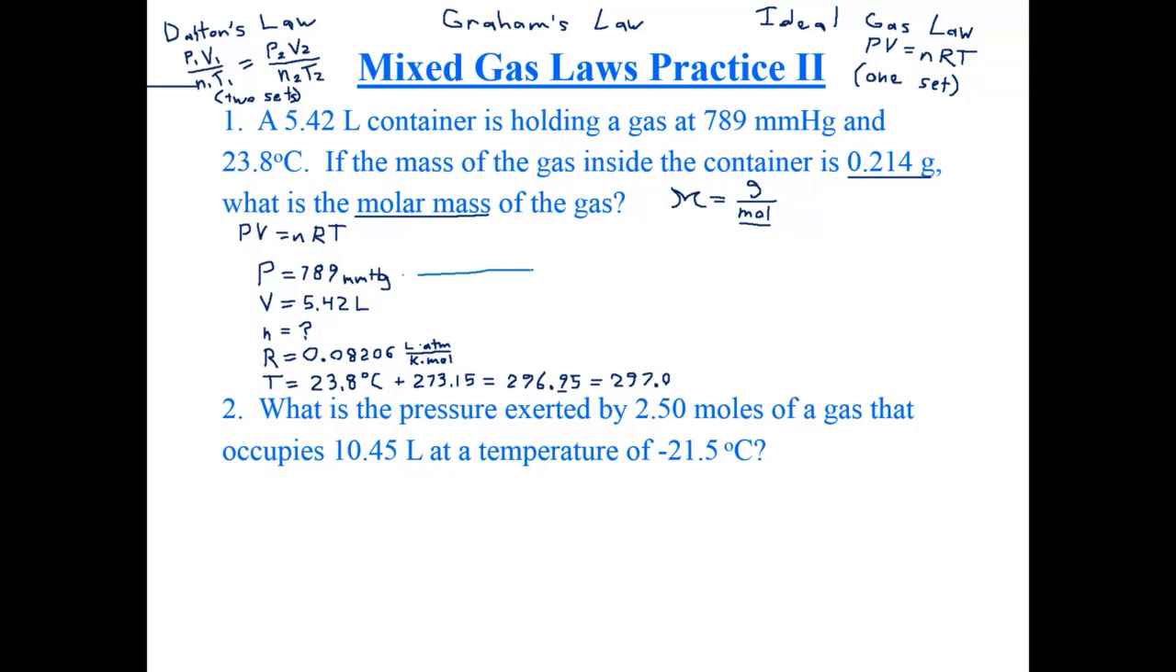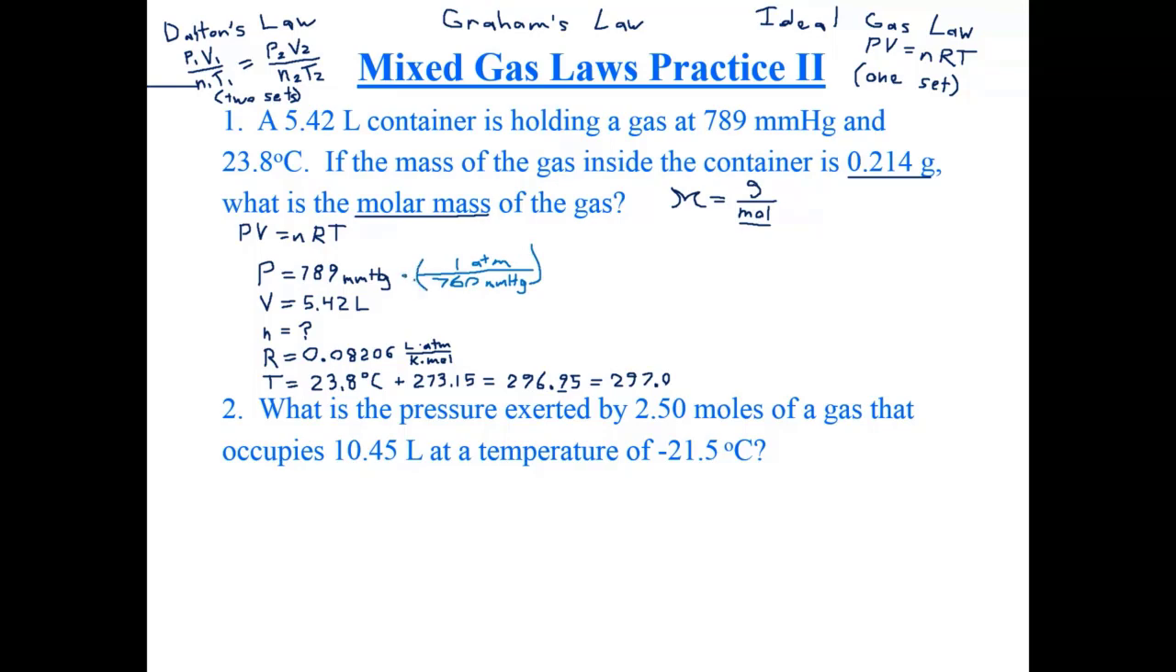We're going to convert 760 millimeters of mercury, which is equal to 1 ATM. So 789 millimeters of mercury divided by 760.